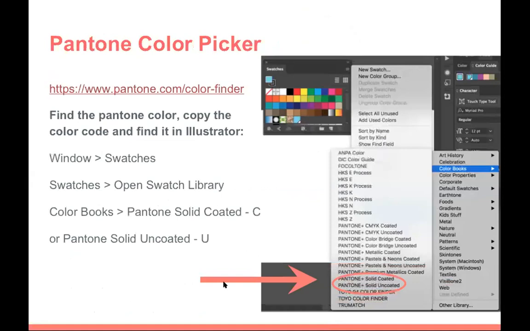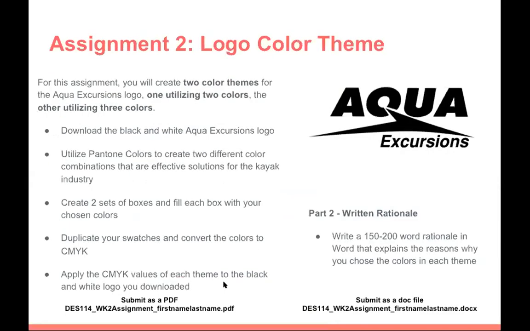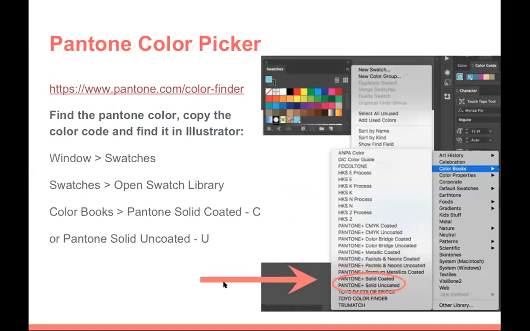So you would go into Illustrator, open up Window, Swatches, and in the swatch panel, go to Open Swatch Library. And I can show you this when we get in here. Then you would go to Color Books. And then the Pantone Solid Coated would be at the C. You can see that on the little slide there. Or Pantone Solid Uncoated. So that's where you would find it. Any questions about that? I'll show you where to actually find that in the demo that we'll be doing here.